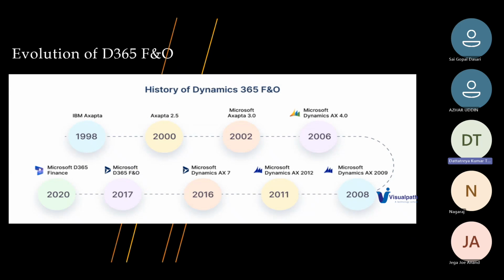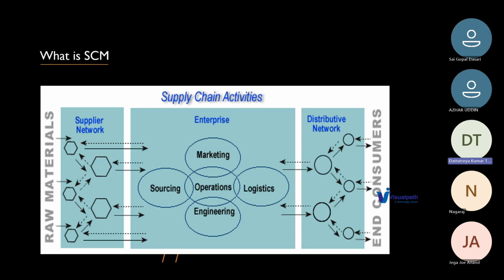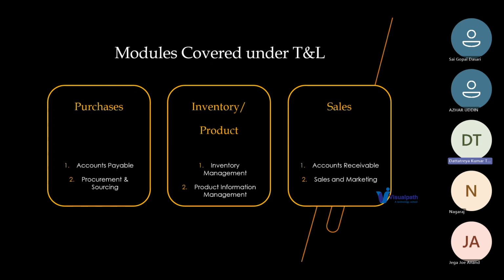So now, what are we going to learn under this particular topic? Under this trade and logistics course, we have four areas in particular: purchase management, sales management, inventory management, and product management. These are the four areas that we are going to learn in the Dynamics 365 F&O trade and logistics course. When it comes to purchase management, what are the configurations? What was the purchase order process? What are the purchasing related concepts? All of that we are going to learn under this course.